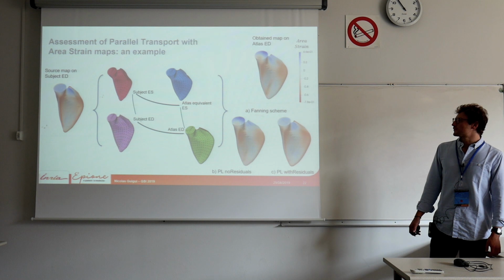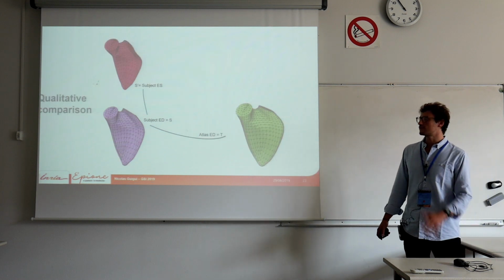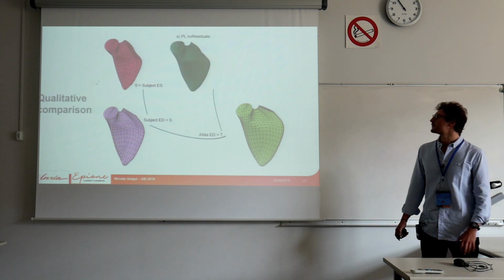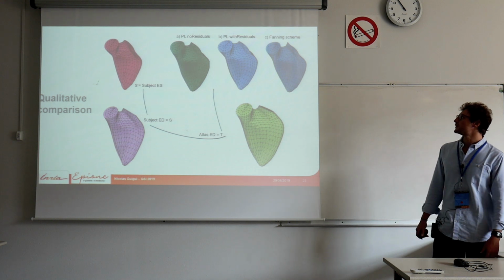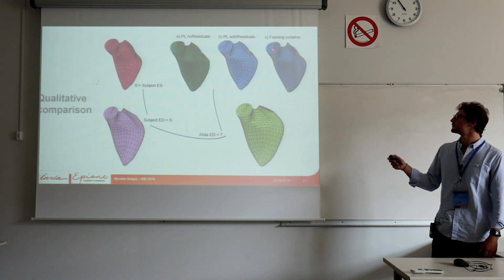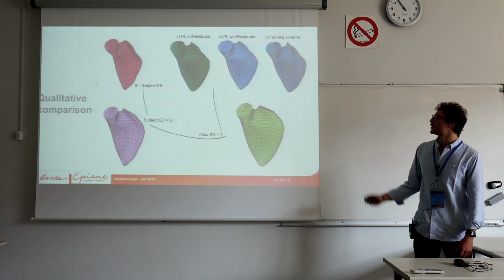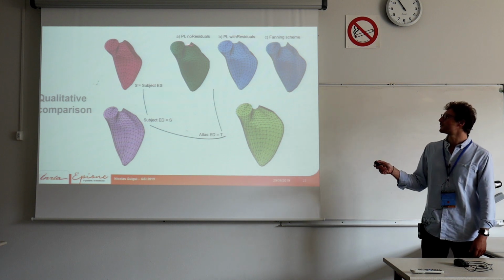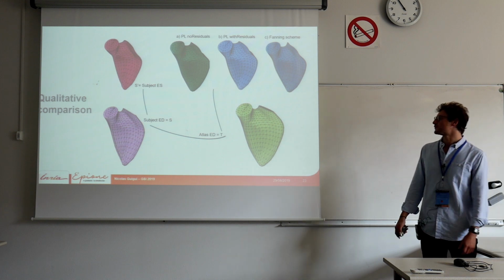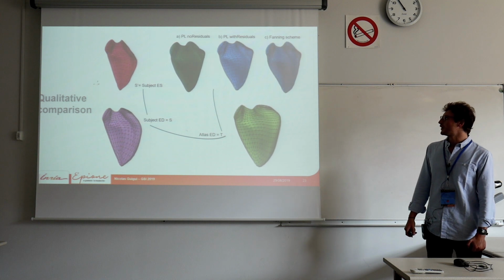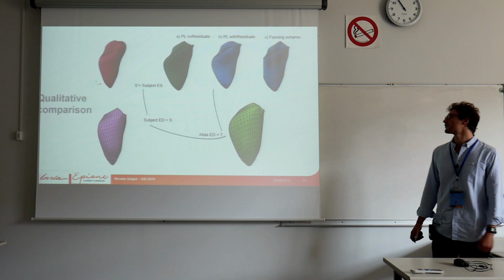And finally, to show you the results of the parallel transport. This is the same parallelogram, and these are the shapes that we obtain with the three different methods. As you can see, they're quite similar, but we find this bending effect on the valves with the fanning scheme and with pole ladder without the residuals, but not using the residuals. And as you can see, we obtain admissible shapes using this scheme.